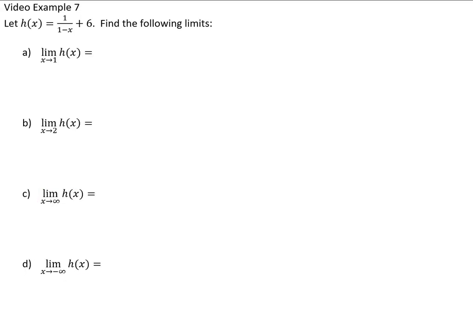For video example 7, we're given the function h of x is equal to 1 over 1 minus x plus 6. And so we're asked to find the following limits. Now notice that the first limit is as x approaches 1. But if I asked myself what is h of 1, h of 1 does not exist because that would make that denominator 0. So we do have to find the limit the normal way.